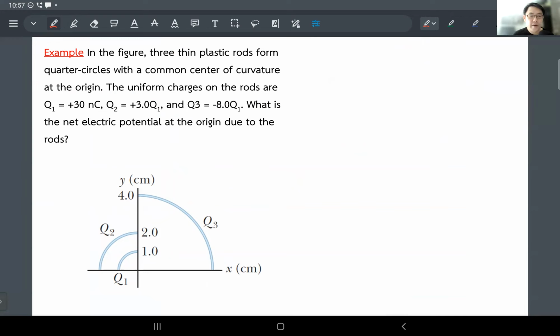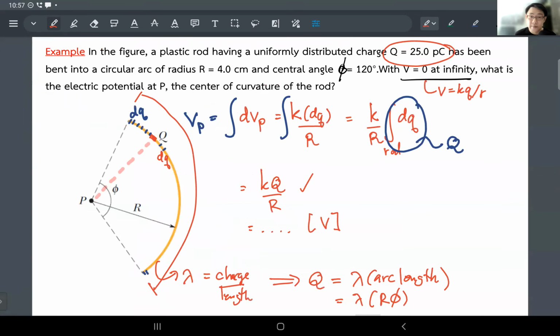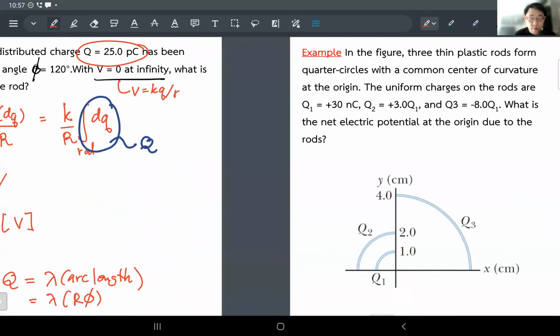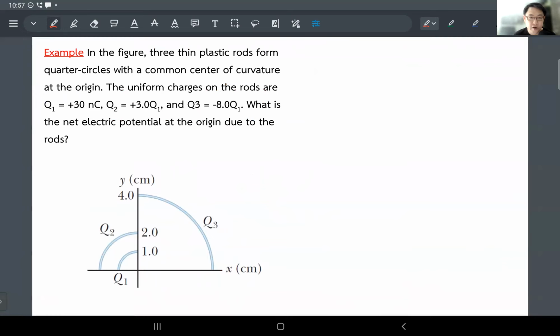In the figure, there are three thin plastic rods forming quarter circles with a common center of curvature at the origin. So you just have more than one arc or one bent rod here. That's all. The uniform charges on the rods are given as Q1, Q2, and Q3. What is the net electric potential at the origin due to the rods?